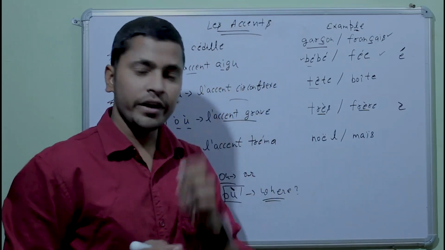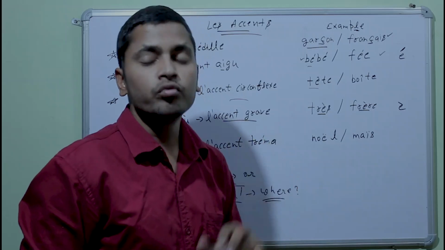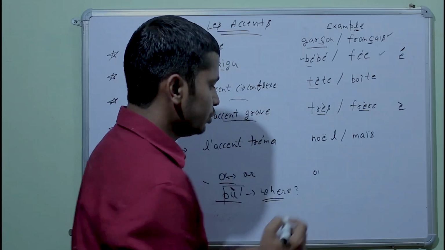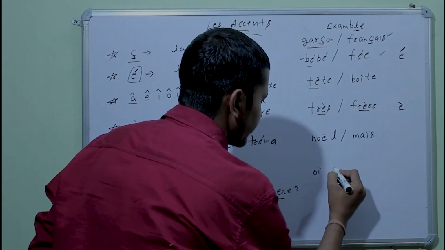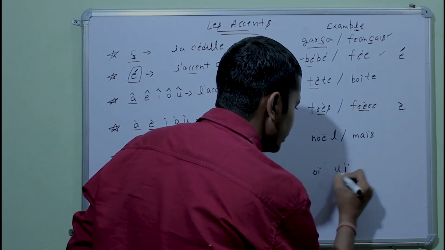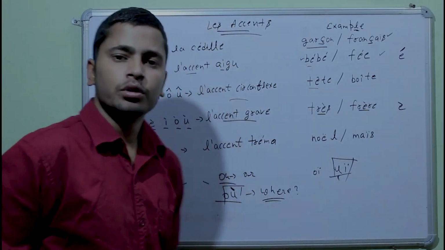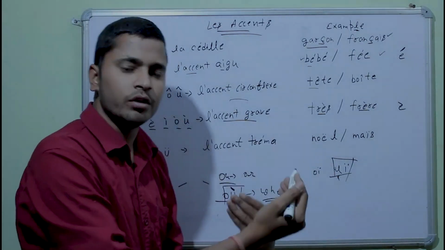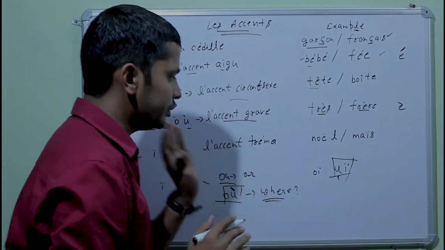We use it when there are two vowels together. Like O and I, then we will use it upon the I. When there is U and I, we will use it upon the I, not upon the U. That is wrong. We always use it on the second vowel, from the first to the next.